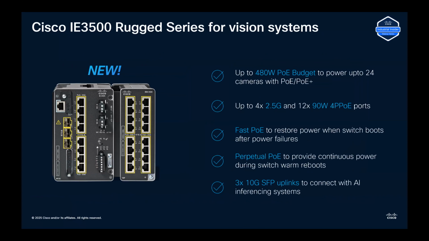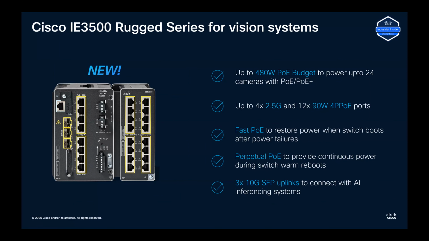So how are we doing this? I'm going to talk about this new IE3500 rugged series switch. This is one of the new switches that we launched at Cisco Live this year, back in June. And this is our flagship switch. It has all of the things that you need for these vision systems to work. It can provide up to 24 ports of PoE for connecting all the cameras. It can go all the way up to 90 watts per port, actually. It has 3 10 gig SFP ports to be able to connect those high bandwidth streams over to the AI system.